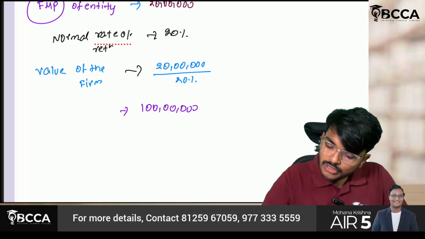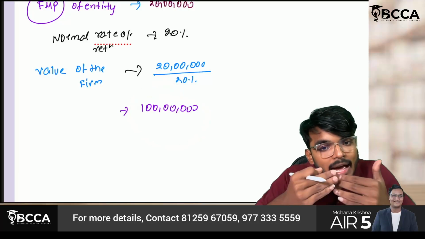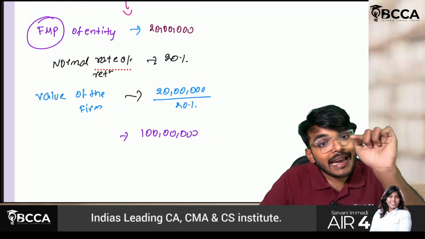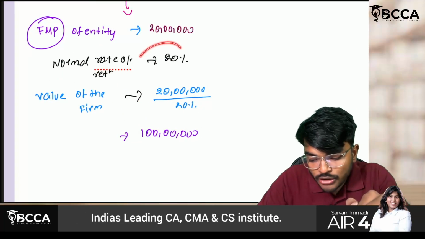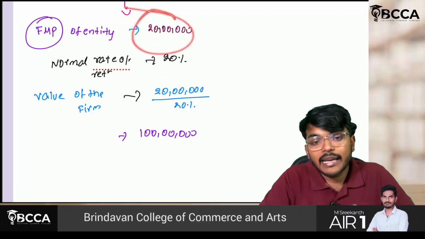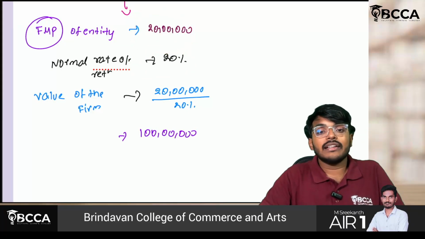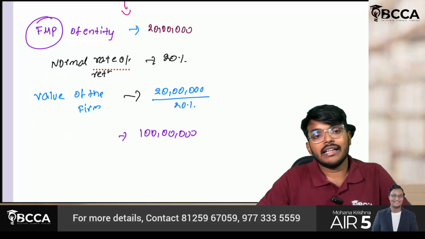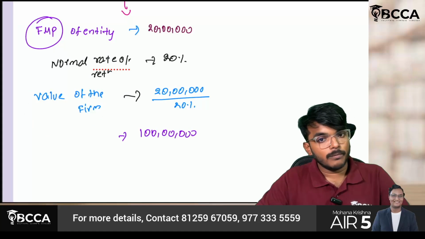Sir, what is this 1 crore? Arey Baba, if I have invested this 1 crore in the entity, based upon this normal rate of return, I will be getting a future maintainable profit of how much? 20 lakh. This is known as calculating the value of the firm.